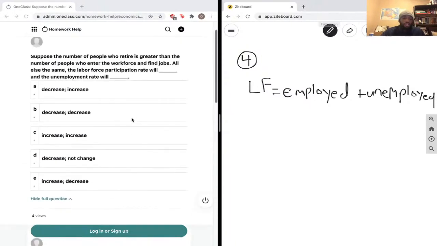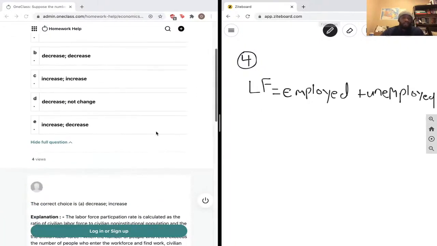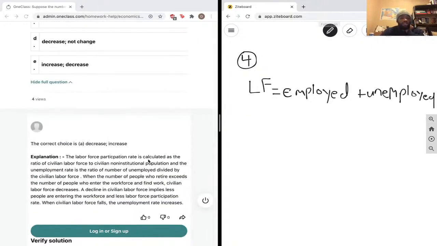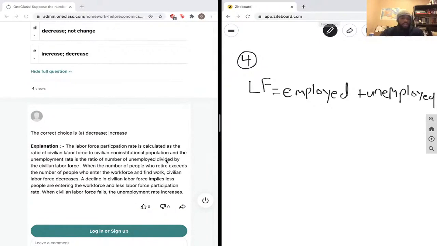No, the unemployment rate should increase because there's more people in the labor force and the number of unemployed people didn't change. So the unemployment rate should actually increase. And our tutor said the labor force participation rate is calculated as the ratio of civilian labor force to civilian non-institutional population, and the unemployment rate is the ratio of the unemployed divided by the civilian labor force.